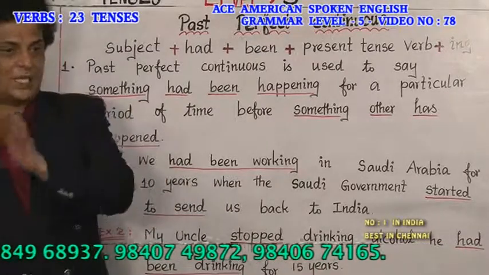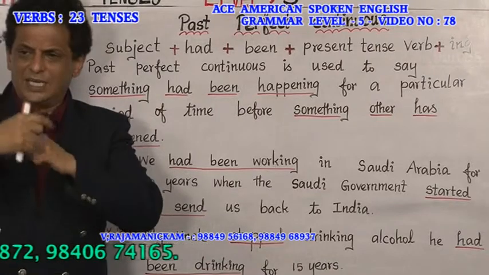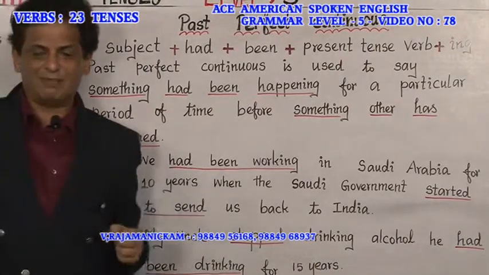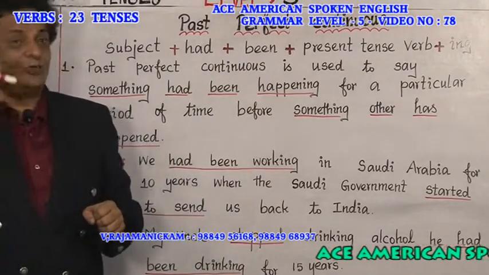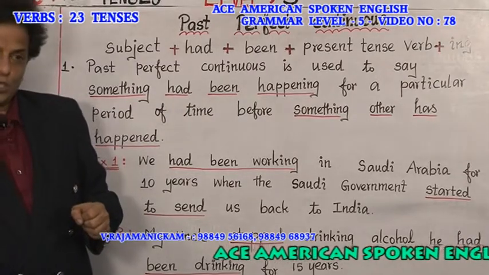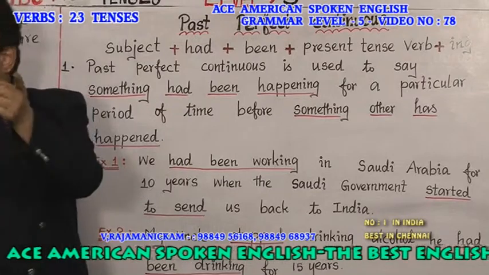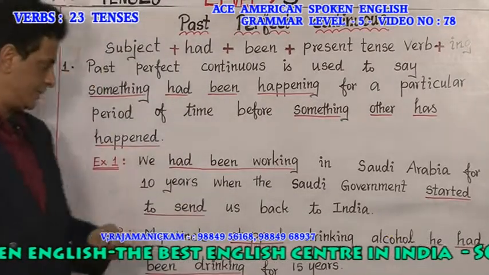Before this action, one other action was happening continuously, without any break, for 10 years, in the past time frame. So, one action, before that one action, another action was going on continuously for a particular period of time. That is called the past time word.